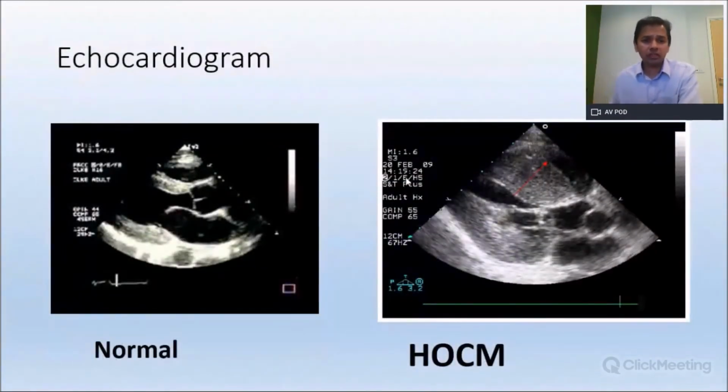Echocardiogram is also a good tool to look for any structural deformity. If you look at the left, this is a normal echocardiogram. The septal wall thickness is normal. If you look at your right, it's a huge septal wall. Basically, this patient has HOCM, hypertrophic obstructive cardiomyopathy. What is the clinical significance? This patient can end up having palpitation, VT, or even sudden death.